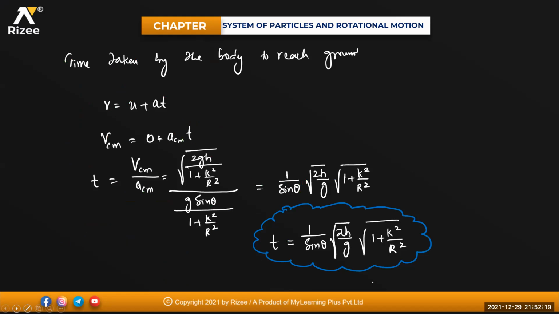Then if he's asking the time taken by the body to reach the ground, I can use the relation v is equal to u plus at. VCM will be equal to 0 plus ACM into t. So time will be equal to how much for me, beta? VCM divided by ACM. Write the value, substitute, we will get the answer for that.